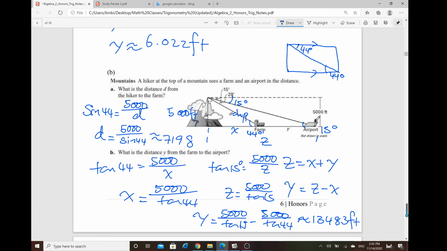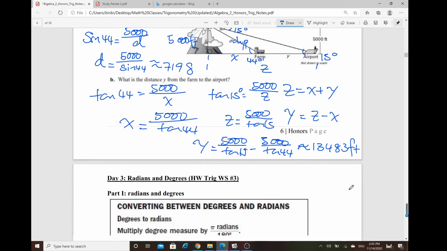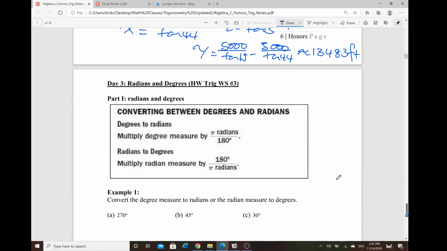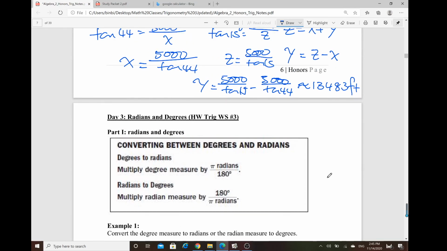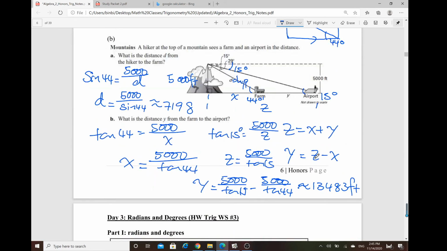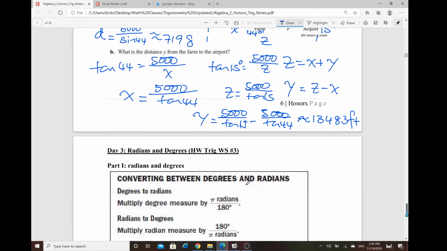All right, so now let's see what else. Okay, so in day 3, we'll talk about the way to convert between degrees and radians. So stay tuned. The other videos should be up by tomorrow.